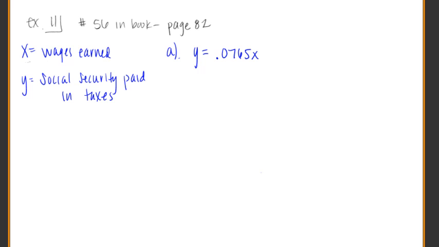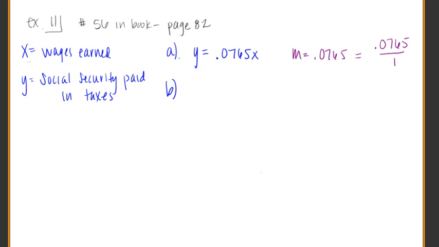Okay. So now for part B. So by the way, you see how this is kind of in slope-intercept form, where we can almost say that our slope right here is the 0.0765. Or if you really wanted to write this out and put it in fraction form, it would be 0.0765 over 1. Okay? So now let's go to part B.